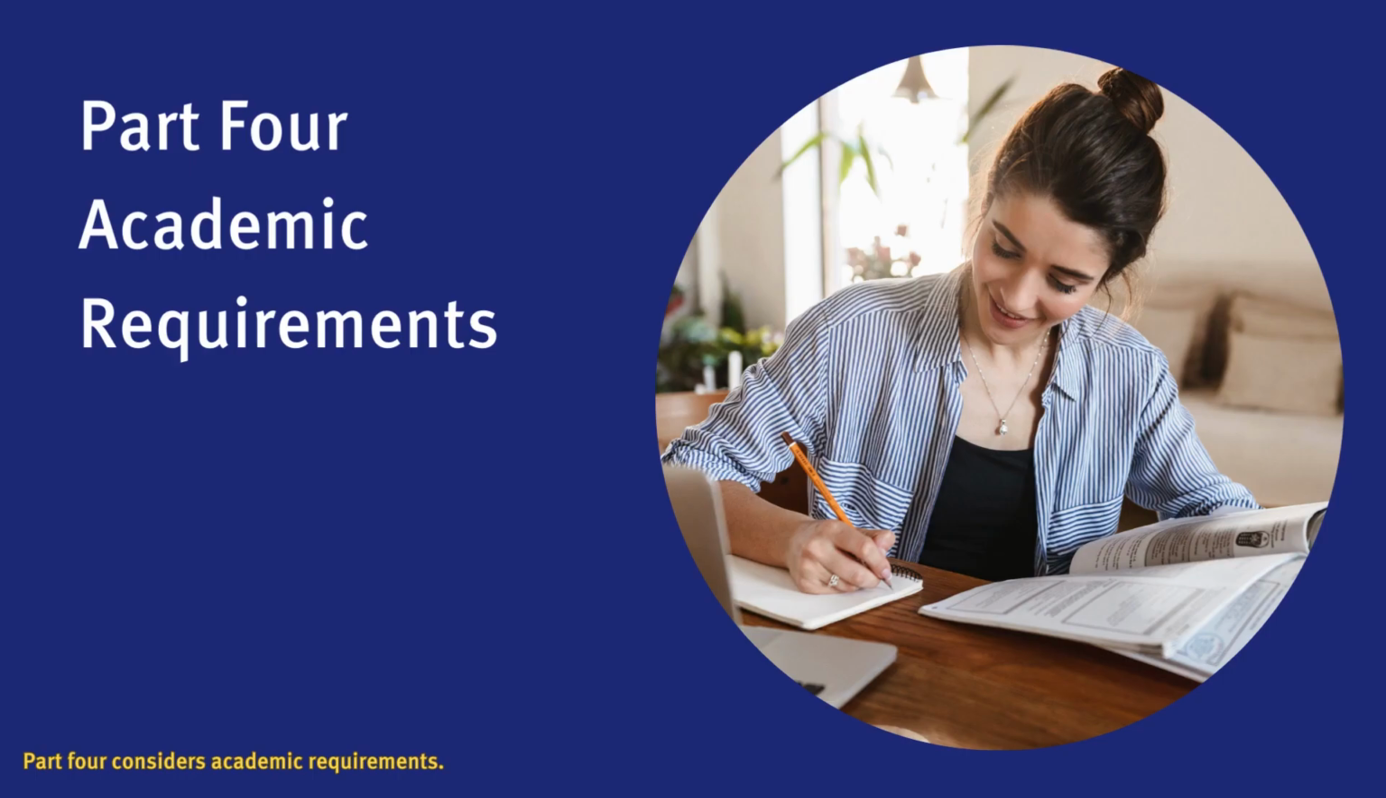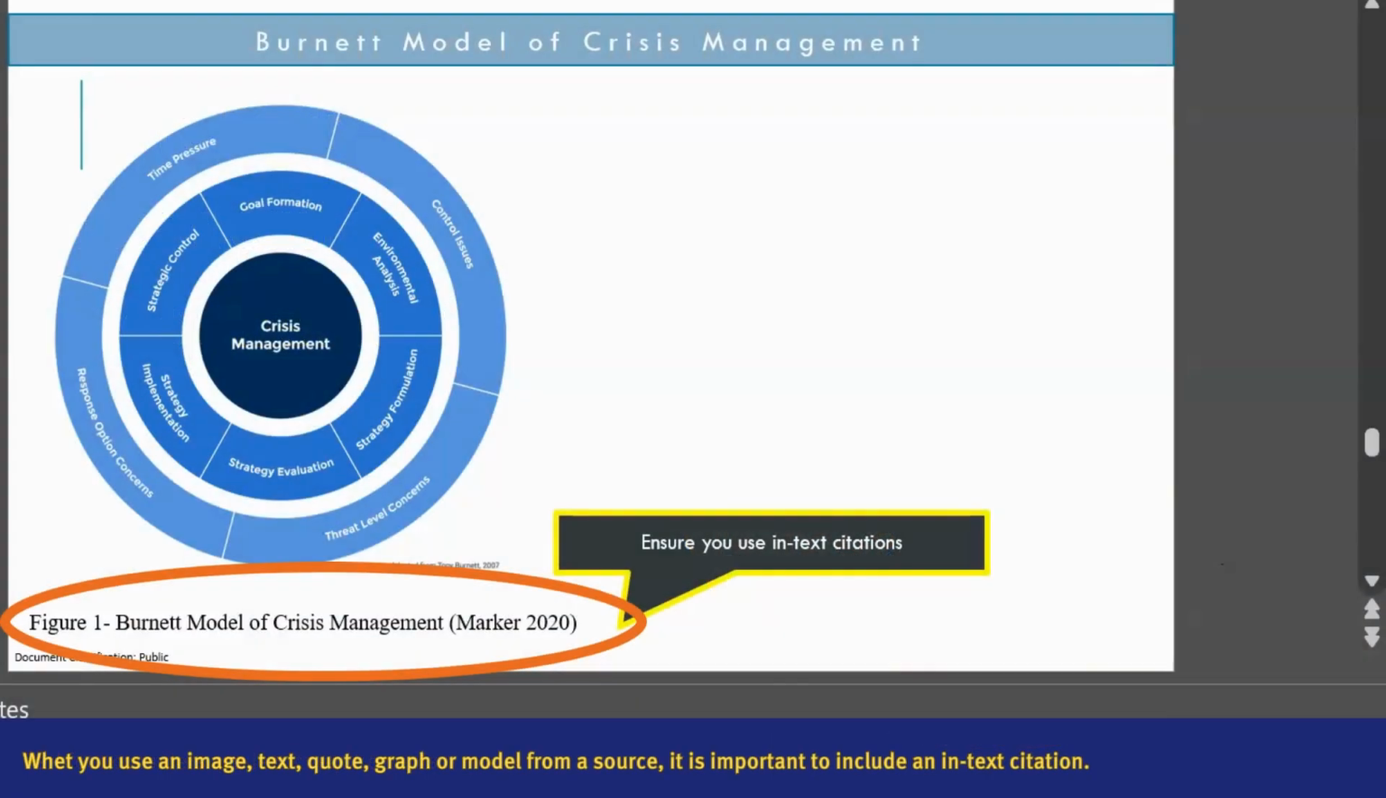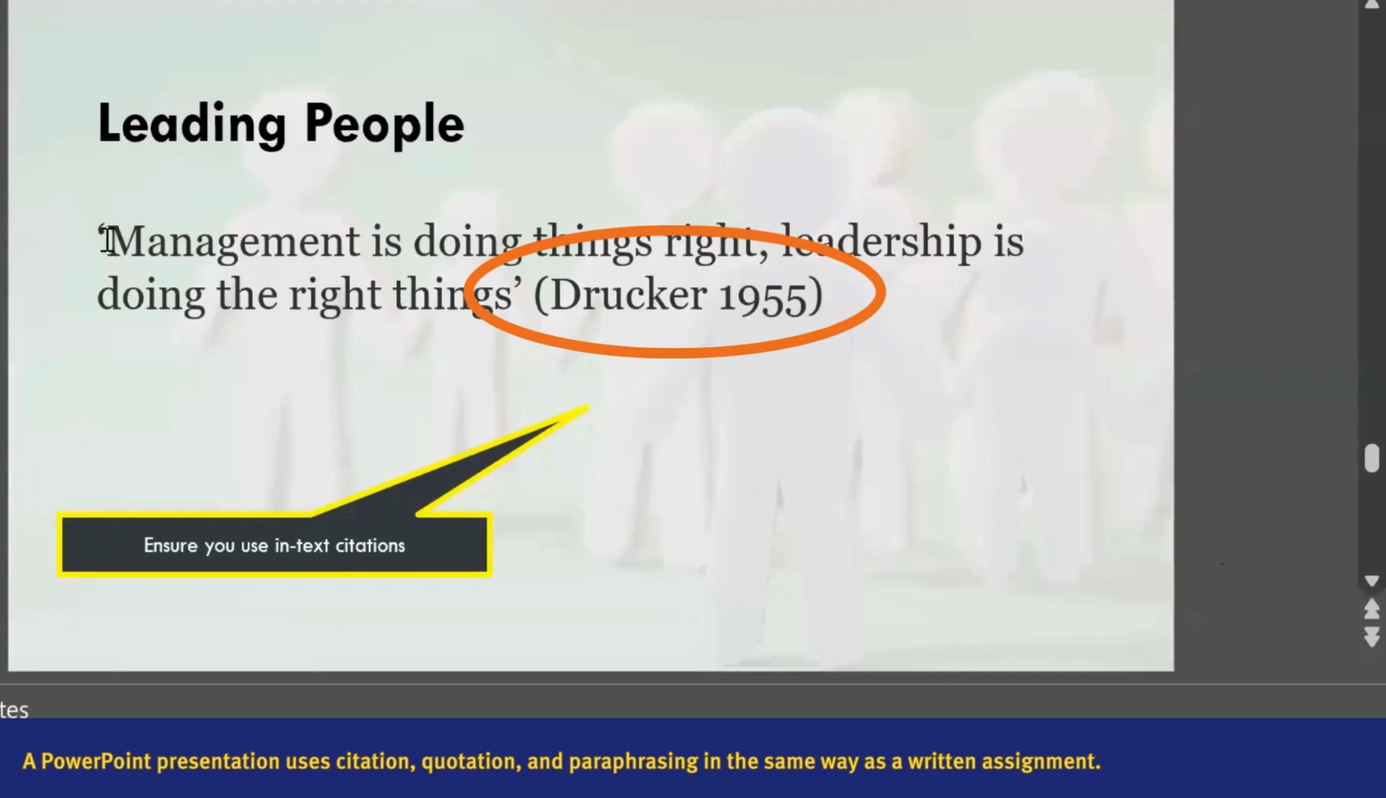The final thing I'm going to talk about is the academic requirements for a PowerPoint presentation. So exactly in the same way as a written presentation, you're required to use references, citations, quotations, and paraphrases. So here, for example, I have copied this model from a website, and I've made sure that I've labelled this model as figure 1, identified what the model is, and included a citation. Again, here I've used a direct quotation, I've used quotation marks, and I've included the citation.